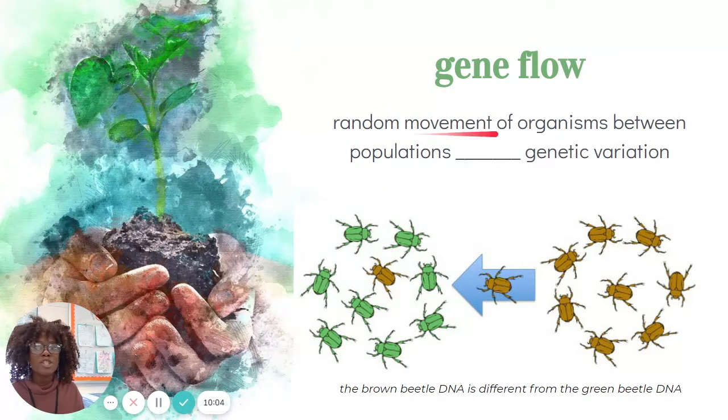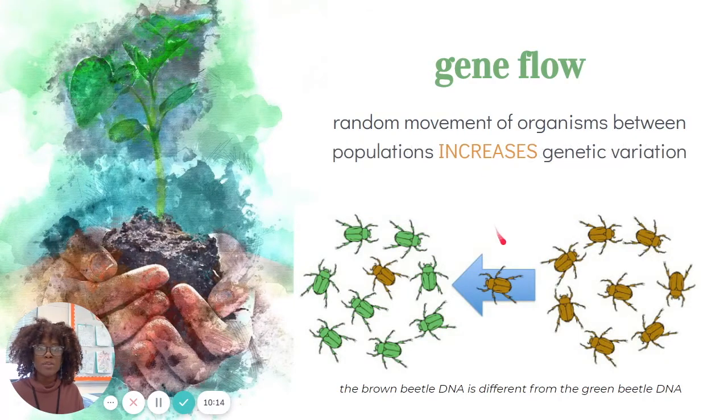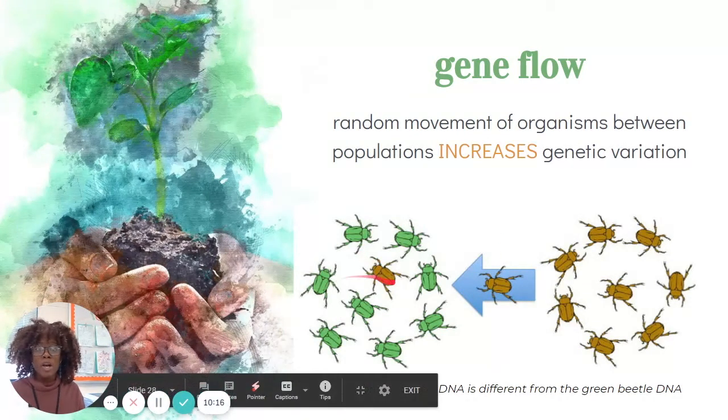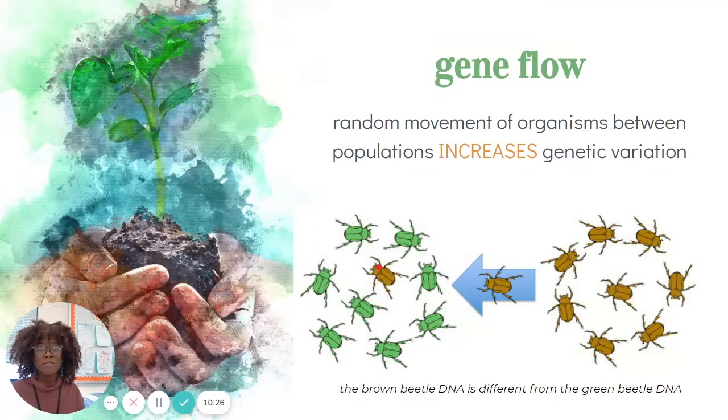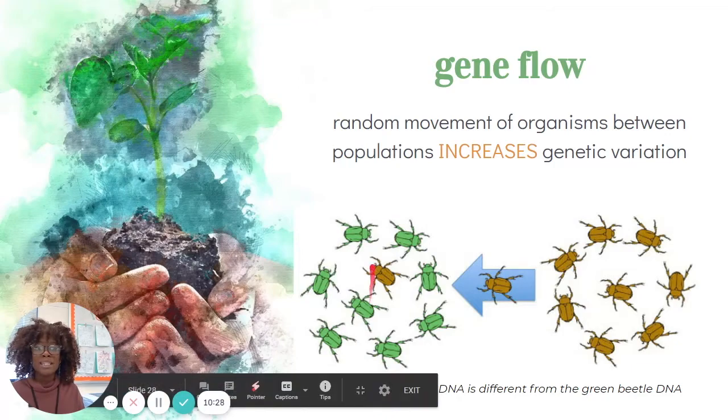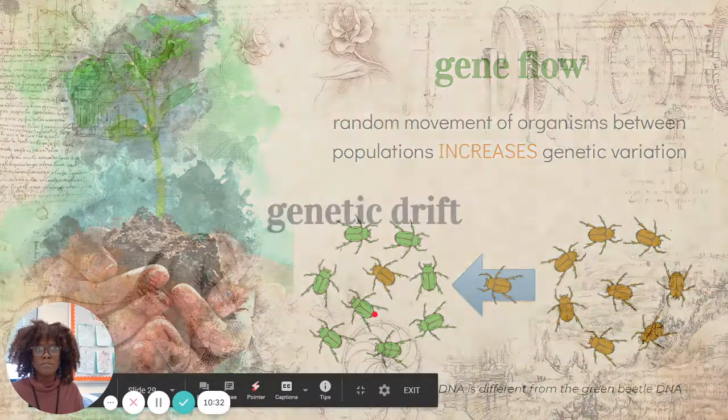Okay? So the random movement of organisms between populations blanks genetic variation. Does it increase or decrease genetic variation? It's going to increase genetic variation, right? Like I said, before this population was all green beetles with very similar types of DNA. Now we brought in a beetle that is brown. That's a different color. It means it has different DNA, which means that once they mix together, they're going to increase genetic variation, increase the differences.